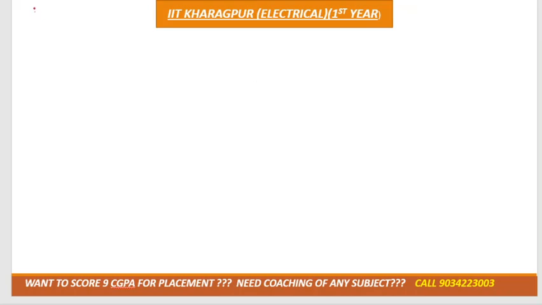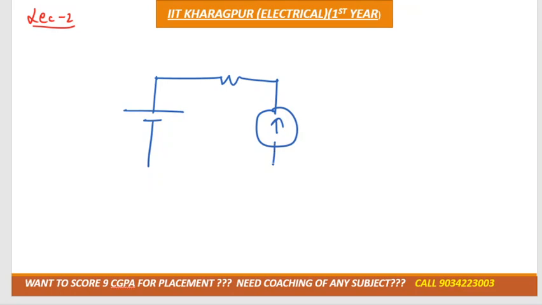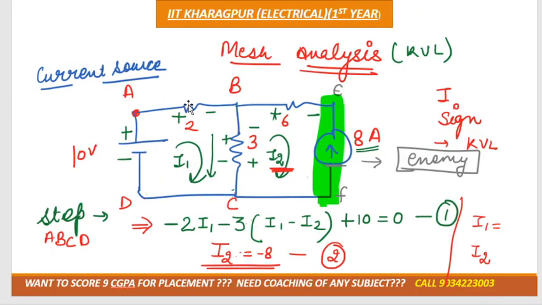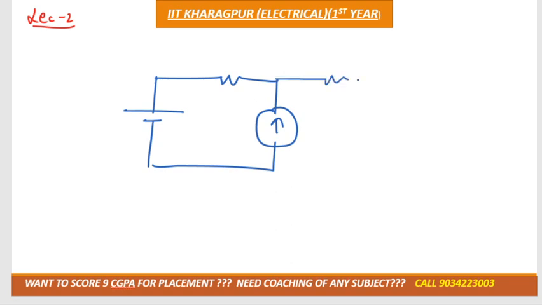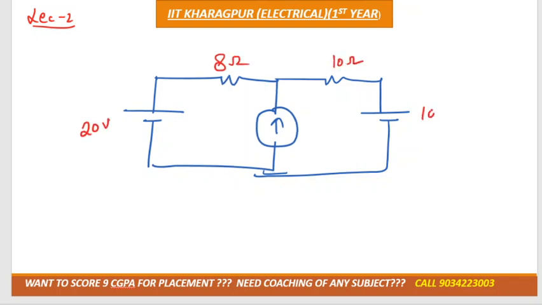Now in the next lecture, we'll study the case where the current source is present in the middle wall. Remember I told you in the last lecture about the current source in the corner wall. Now the current source is present in the middle wall. Suppose 8 ohm, 10 ohm, 20 volt, 10 volt and 6 ampere. Again we'll move according to our steps as I told you.